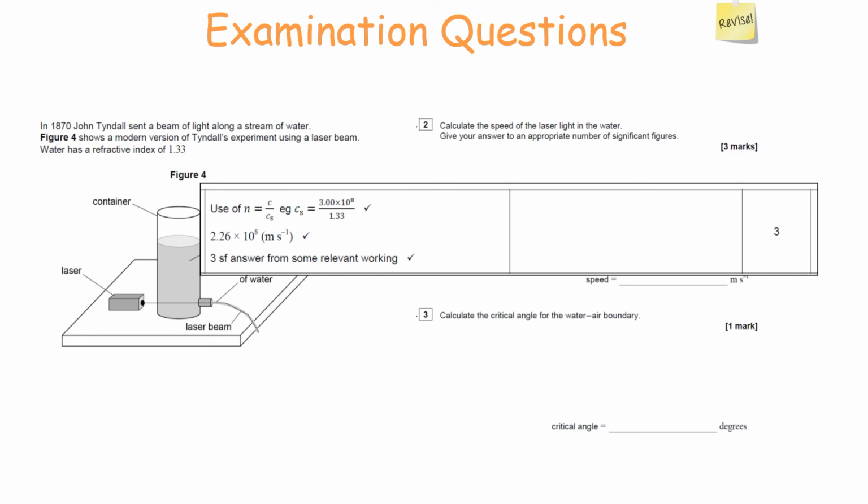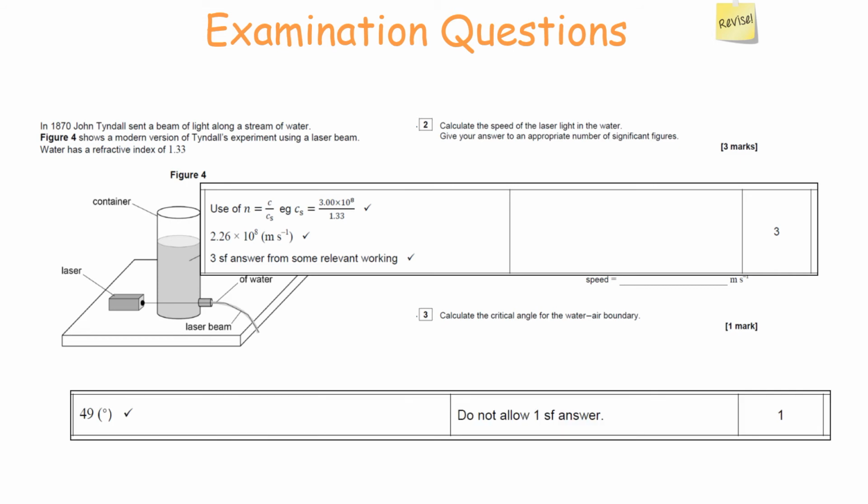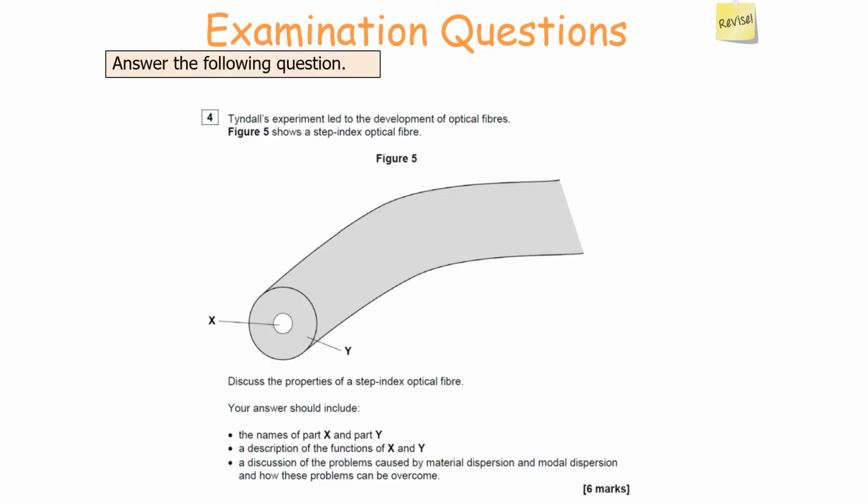How do you calculate the critical angle for the water to air boundary? So you would work out your critical angle with your equation of sine critical angle is equal to 1 over n. So you can work it through like that. You've been given n, you work it through to get 49 degrees. Let's have a look at our next question.